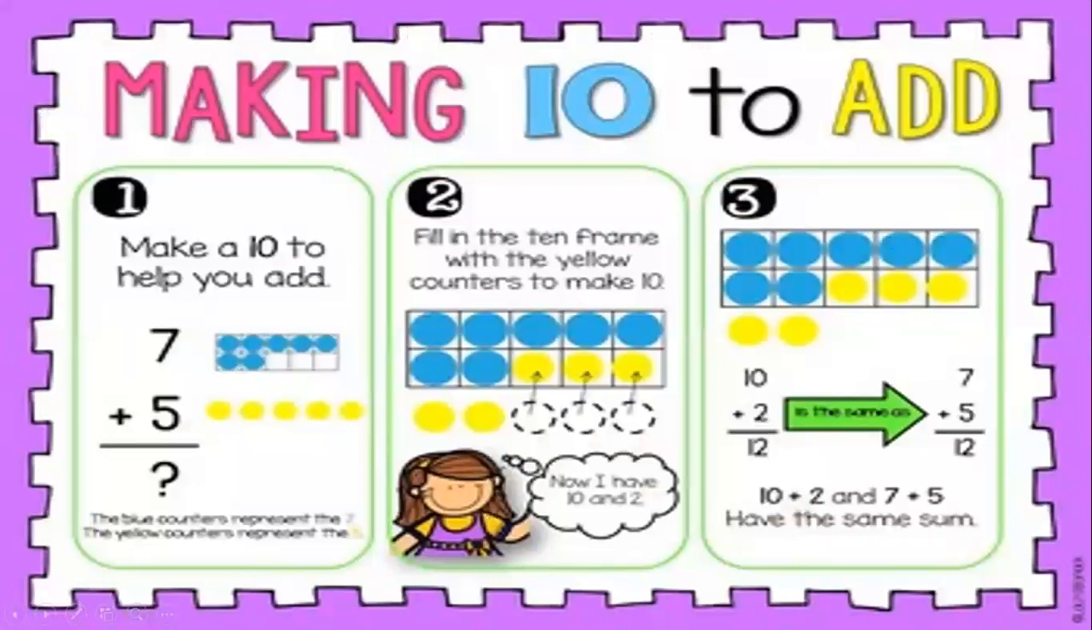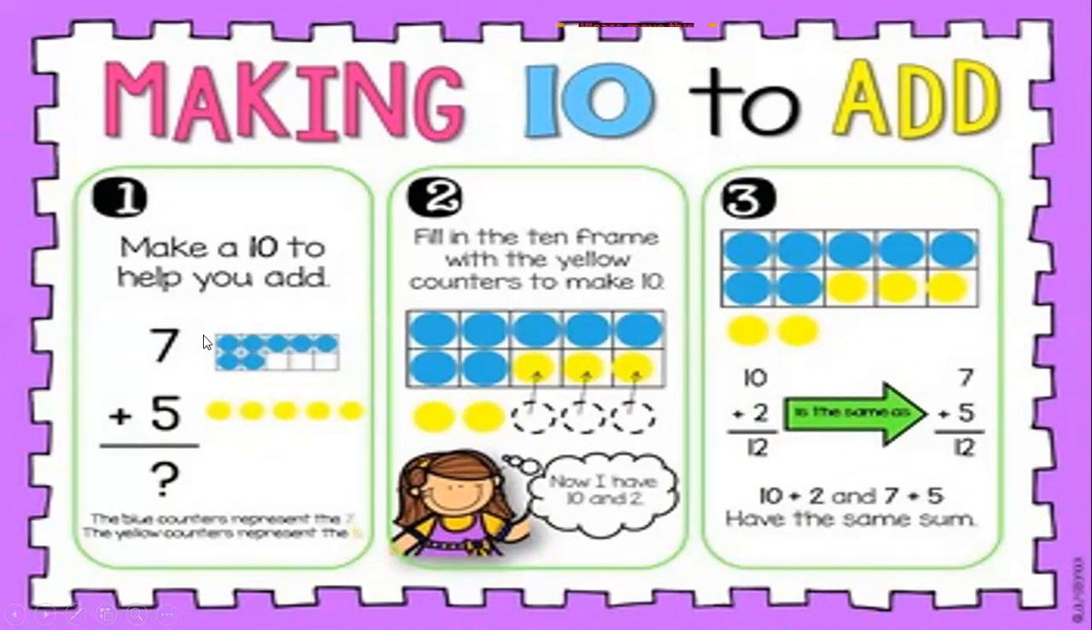Now, making 10 to add. Here, the first step what you have to do is make a 10 to help you add. You know about the 10 frame. You have learned about the 10 frame. 10 frame has the 10 blocks or the 10 counters which we can fill inside the box. So we have 10 and it is called 10 frame. So make a 10 to help you add.